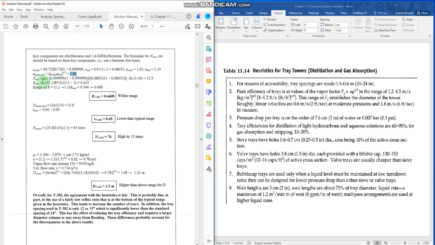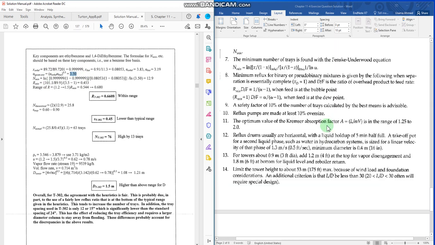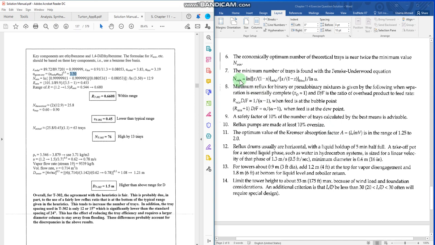Now we have to calculate the value for the minimum number of stages. So how can you calculate this one? We have to simply use this equation, the Fenske-Underwood equation. So we were provided with this equation here. The value for x you would get here from the overhead stream, and similarly here you would get the value for the bottom stream. Okay, and the alpha value you have just calculated here. So the minimum number of stages at full reflux, you can have 12.9.